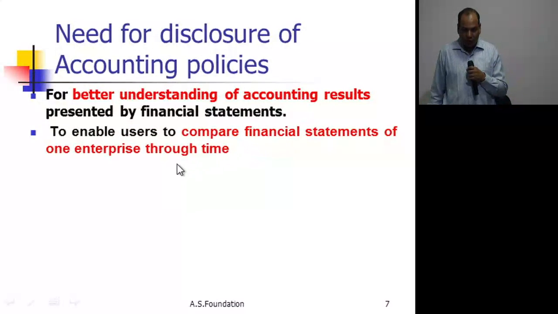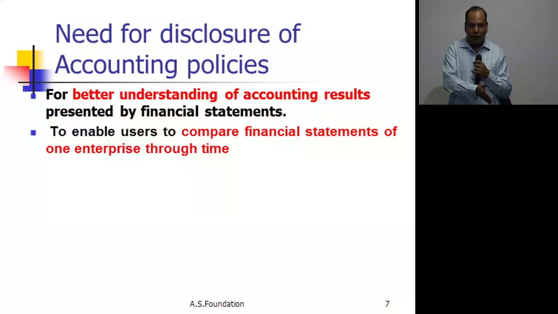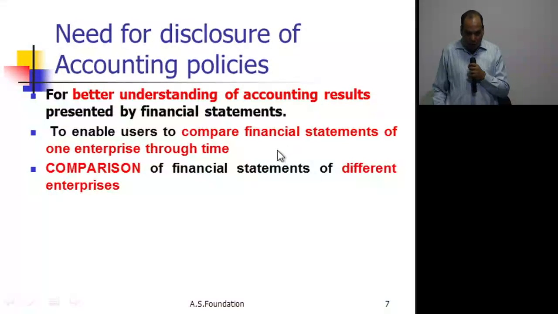It helps an individual or an investor to compare the financial statement of one enterprise over a period of time. If last year you had followed FIFO and this year you have followed weighted average, comparison will be difficult. But if you follow AS1 and disclose your accounting policy for both years, then different years' financial statements can be compared. Not only that, it helps to compare the financial statements of different enterprises.